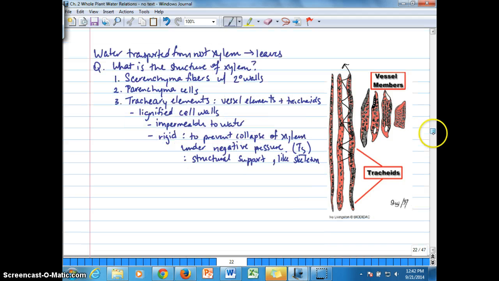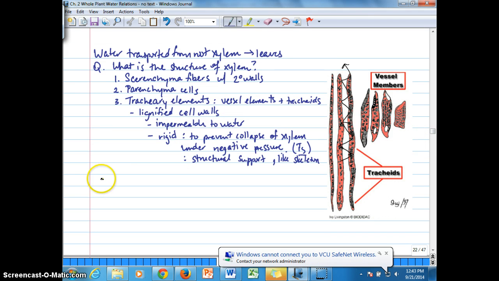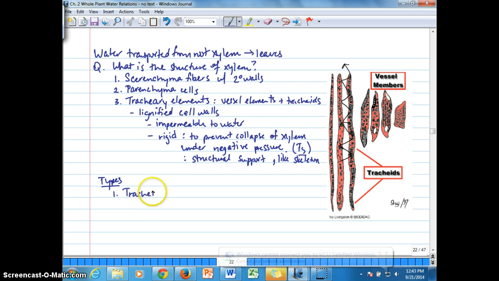Alright, so we're going to take a look at the two types now of tracheary elements, and starting with tracheids. Tracheids are evolutionarily older. They are found in, of course, vascular plants. Xylem is only found in vascular plants. So starting with ferns, if we're looking evolutionarily, mosses would not contain vascular tissues, but starting with ferns, we have vascular tissues on up through gymnosperms and angiosperms.